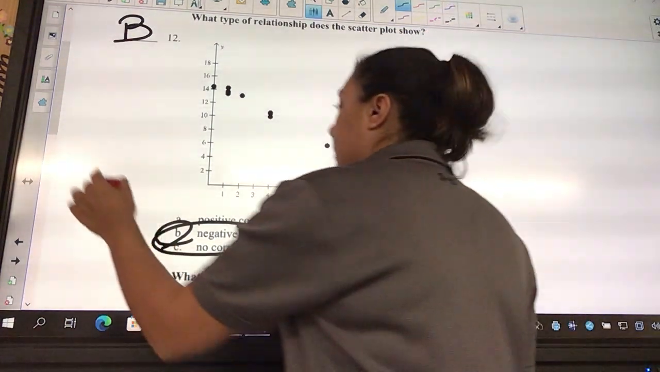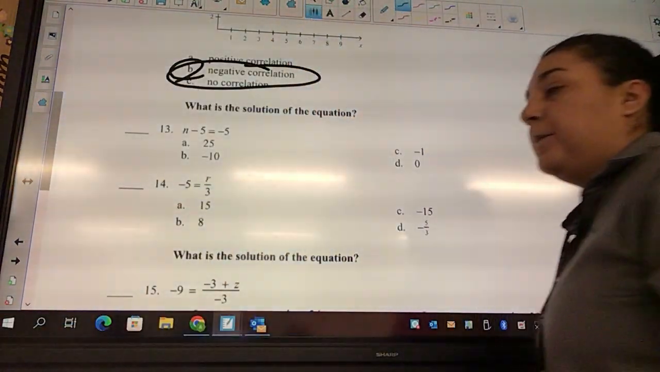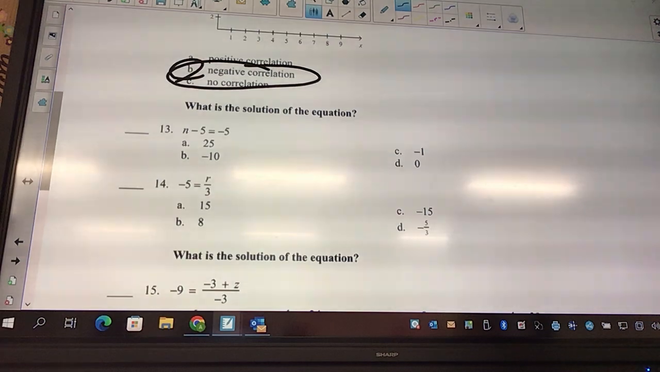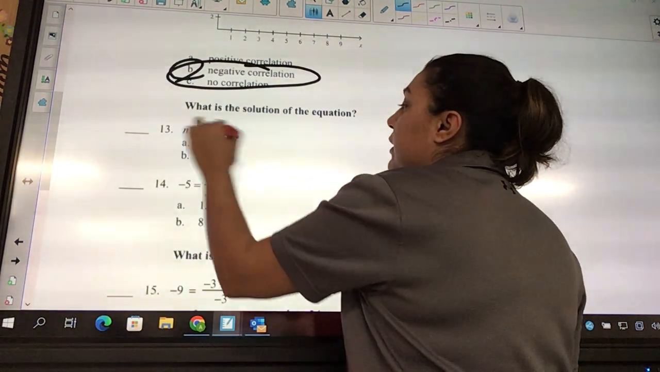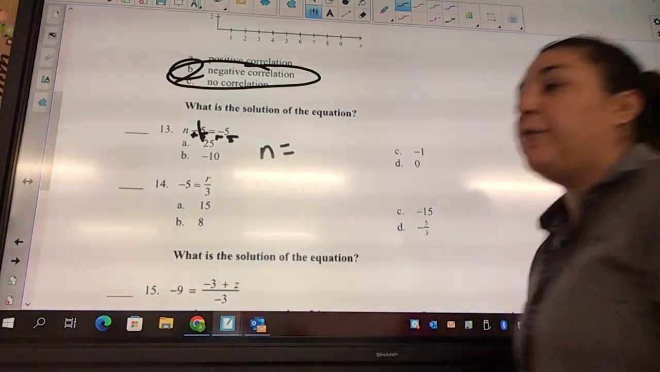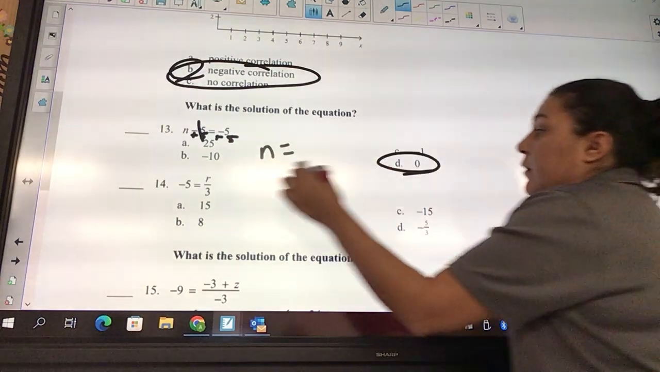13. What is the solution? How do I solve for n? Plus 5. Okay, and again, for your final, you can show as little work as possible. What is negative 5 plus 5? 0. 0, which is D.